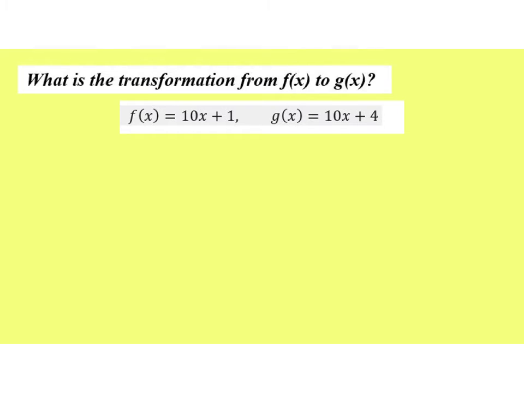So in this case, the 10 of x actually stays the same. That doesn't change. It's the 1 and a plus 4. So essentially, we're going from a positive 1 to a positive 4. Do y'all see that difference? How did we go from a positive 1 to a positive 4? What is the change between those two? Plus 3. Good.